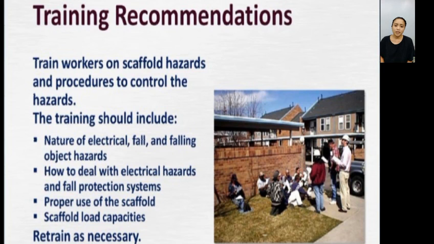Training recommendation. Train workers on scaffold hazards and procedures to control the hazards. The training should include nature of electrical, fall and falling object hazards, how to deal with electrical hazards and fall protection systems, proper use of the scaffolds, scaffold load capacity, retrain as necessary, training erectors and dismantlers.